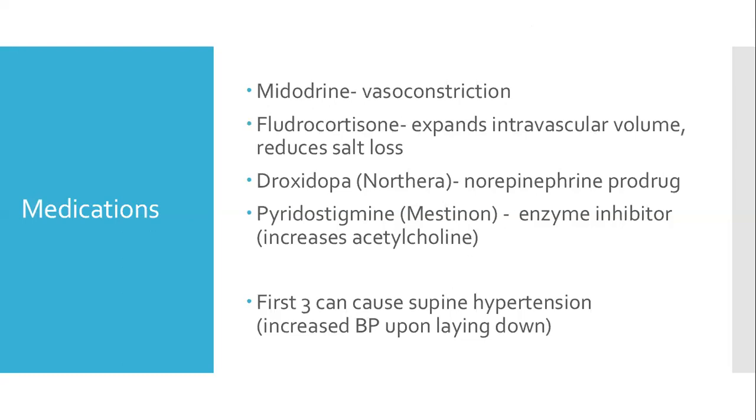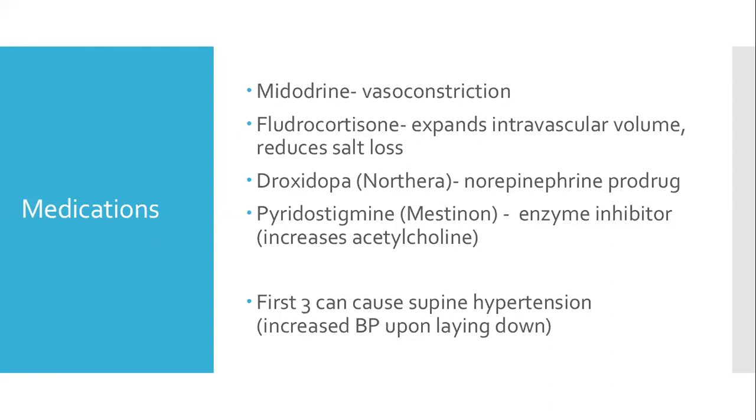What are the medications we use for orthostatic hypotension? You might have heard of some of these. Midodrine is a vasoconstrictor, meaning that it squeezes the blood vessels, and so it can increase your blood pressure that way. Fludrocortisone expands volume by reducing salt loss, so you get more volume of blood and therefore an increase in blood pressure. Droxidopa, or Northera, is a norepinephrine prodrug, as we talked about norepinephrine, so it results in more norepinephrine, and that increases blood pressure. And then pyridostigmine, which we use in neurology often for other medical issues. It's an enzyme inhibitor but can help with some of the autonomic symptoms.